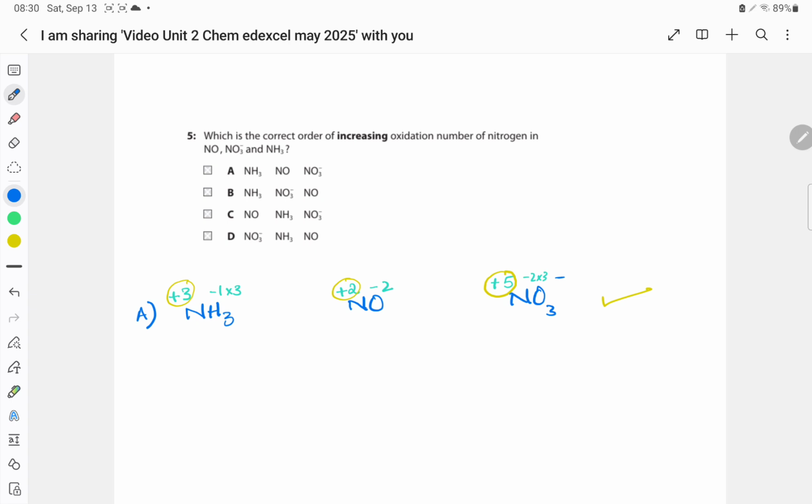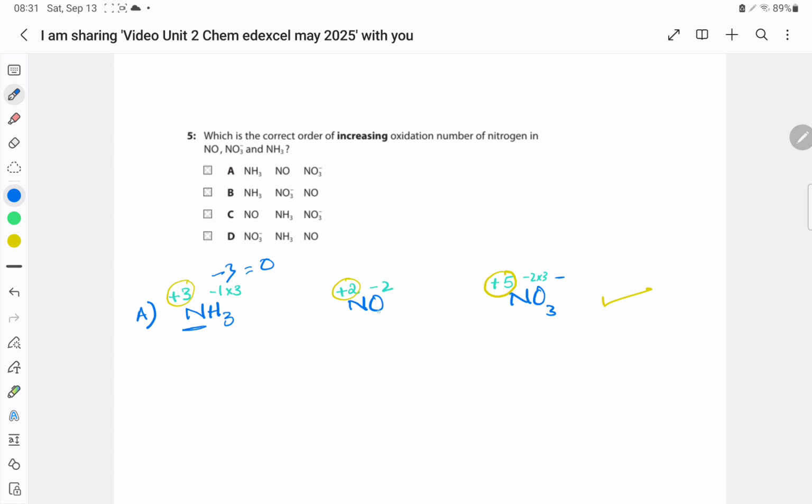What is the correct order of increasing oxidation number of nitrogen in these ions and compounds? So here what we're going to do is find the oxidation number of nitrogen in the first one. Because we have 3 hydrogens, we multiply by 3, it's minus 3, and in order to get 0 overall, because the compound is neutral, here we're going to place plus 3.